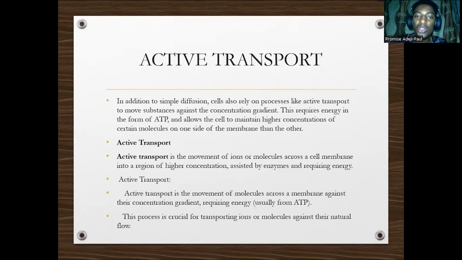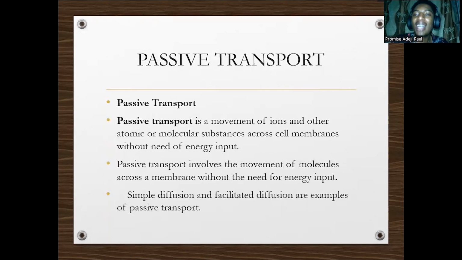That's what we call active transport. From the name active, it requires energy. So if there's active transport, there will be passive transport, because the opposite of active is passive. So passive transport is the movement of ions or other atomic or molecular substances across the cell membrane without energy input. You don't need energy. Passive, it just goes normally. Passive transport involves the movement of molecules across the membrane without the need for energy input.